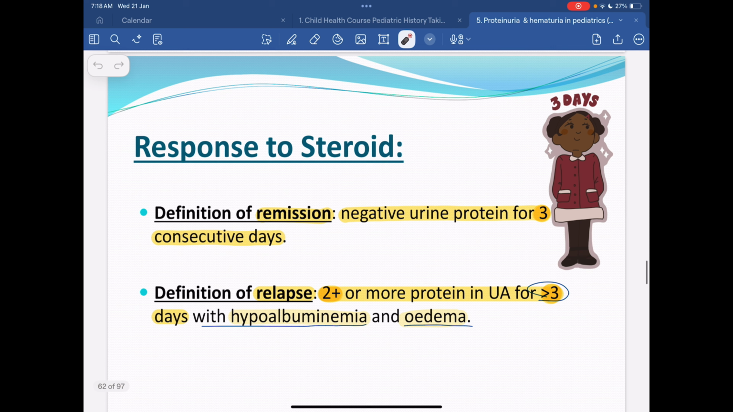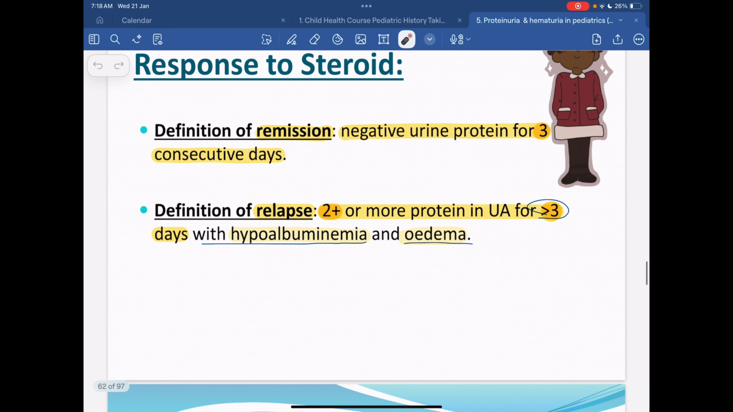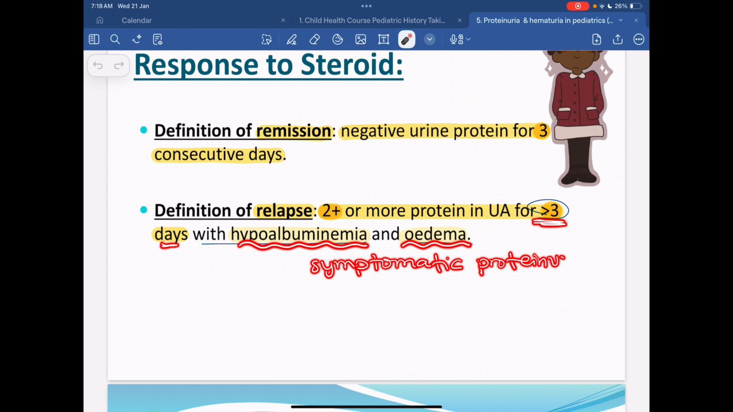Response to steroids. When do we say we have remission؟ هنا ترجع 3 حقنا. So if we have a negative urine protein for 3 consecutive days هذا عندنا remission. ومتى نقول relapse؟ إذا صار عندنا protein plus 2 or more for more than 3 days with hypoalbuminemia and edema. So it's symptomatic proteinuria.